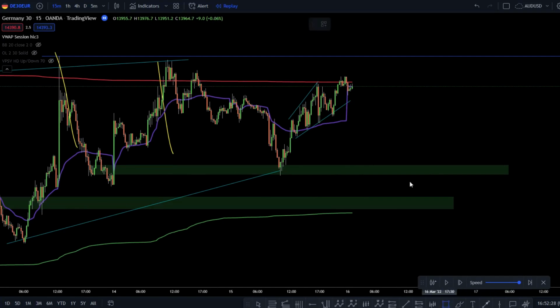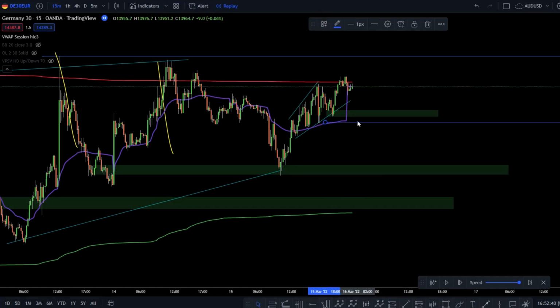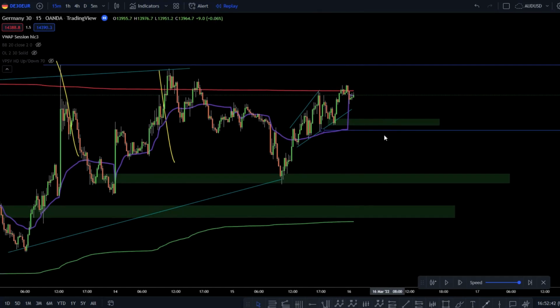This is our most recent low. So a good place to have stops if you're in this trade would be below here, below this area. Where is my line? There. Below this area, follow the structure.